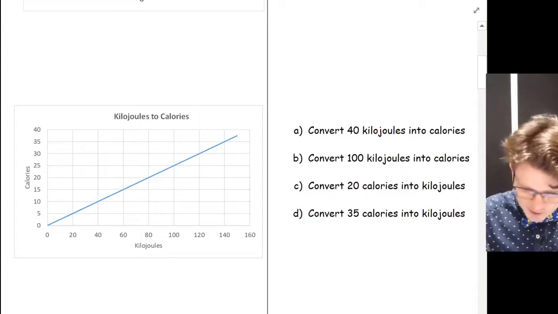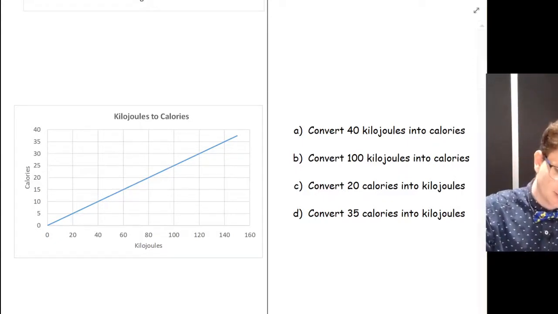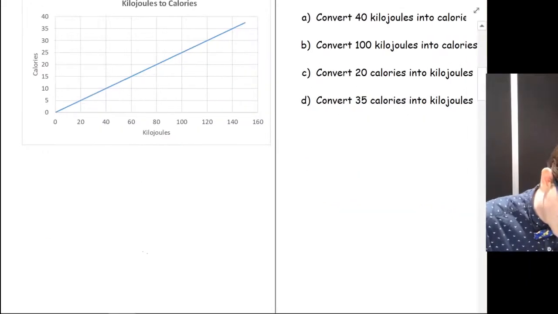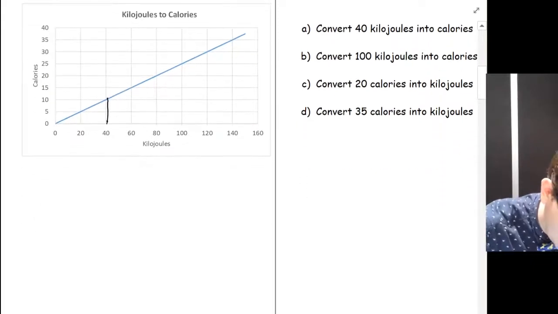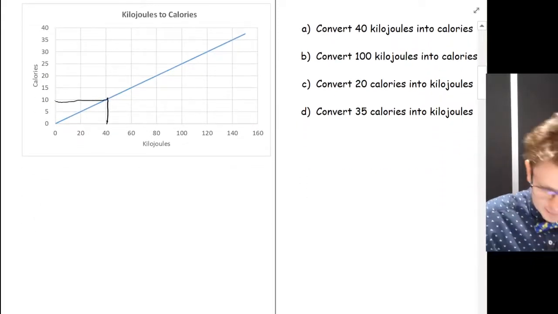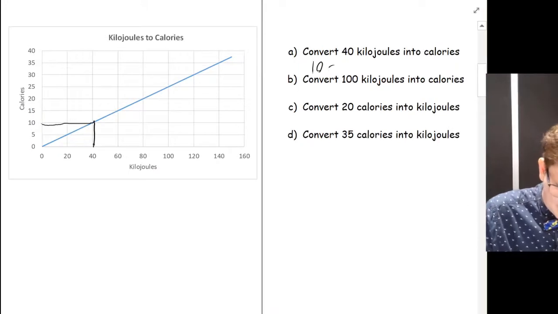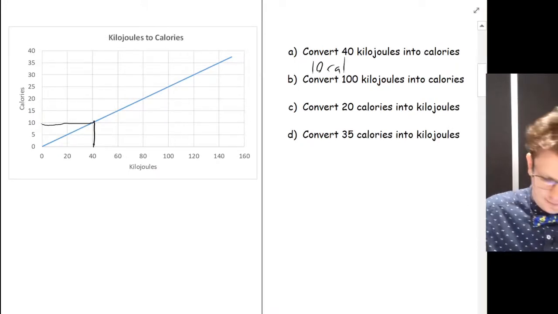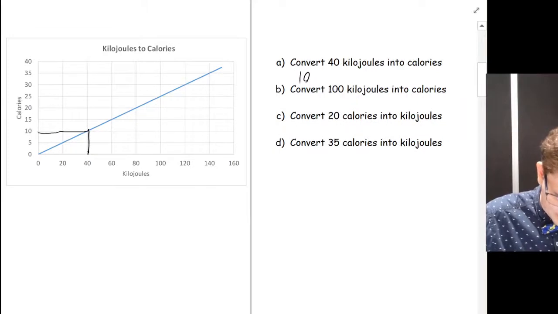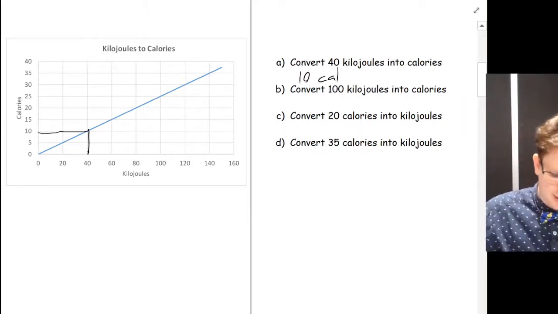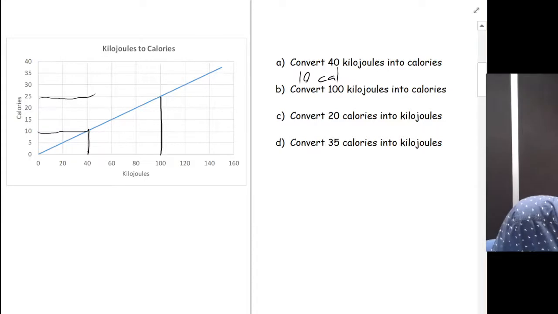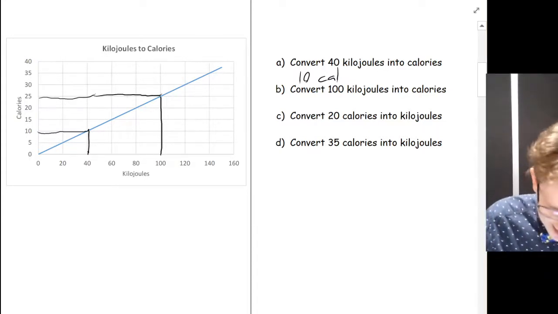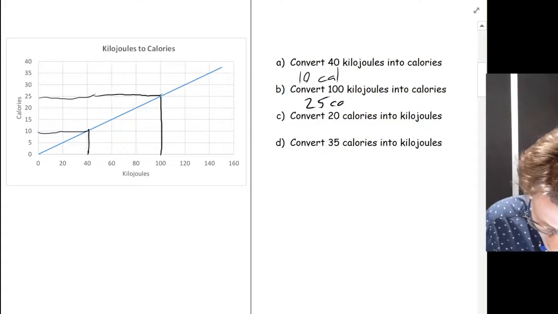Alright, so let's start with that first one, 40 kilojoules into calories. So kilojoules is down here on the horizontal, so we're going to start here, head up, hit the line, and then read across. So in this case, it's going to be 10 calories. All right, let's do the next one, 100 kilojoules. So 100 kilojoules is over here, and then I'm going to look across. And hopefully, although my line isn't that straight, you'll agree that that's 25 calories.